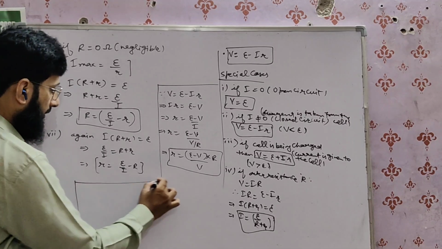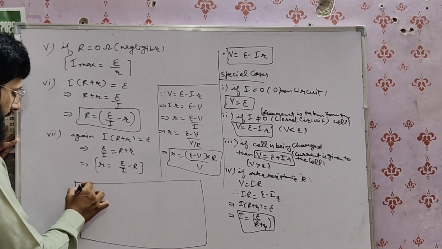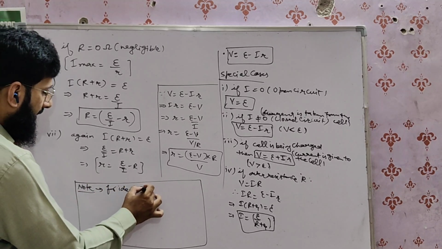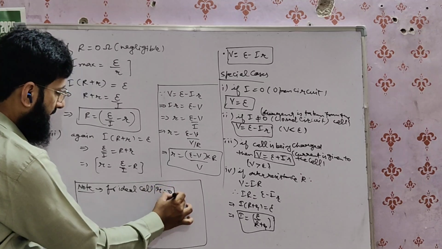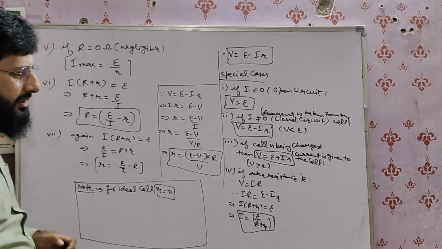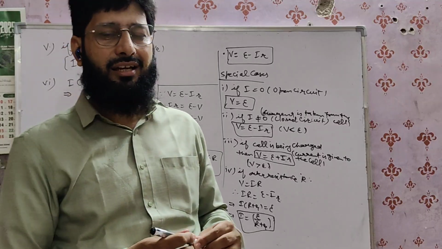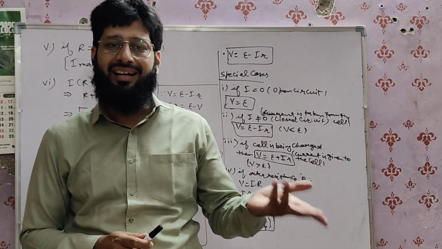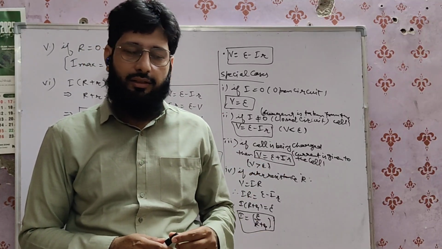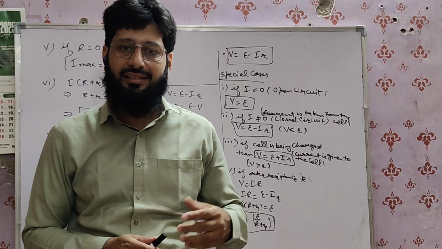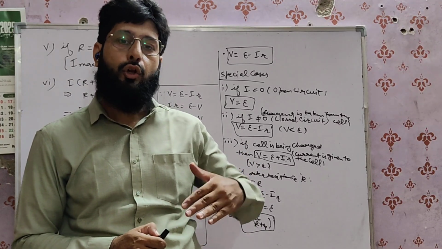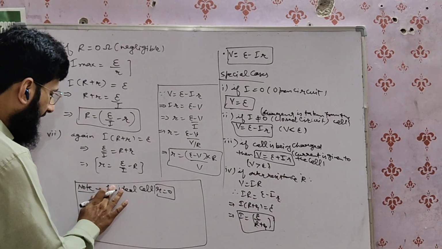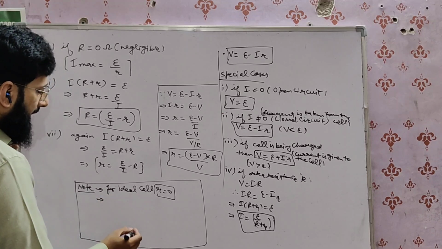There is a note. For an ideal cell, internal resistance is 0. In some books, there are two cells which are named cadmium cell and Daniell cell. They are named as ideal cells. No cell is truly ideal. What do you mean by an ideal cell? An ideal cell is a cell which has a longer EMF. That's all. Not infinite EMF.